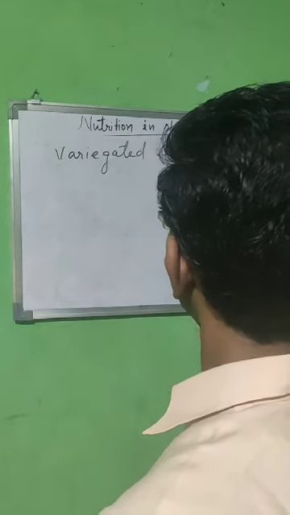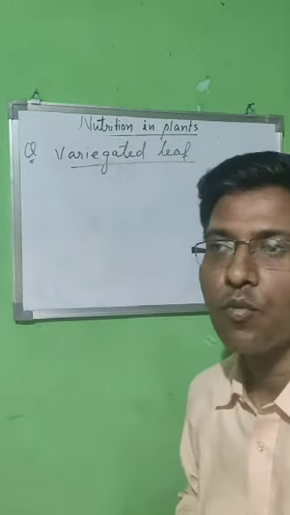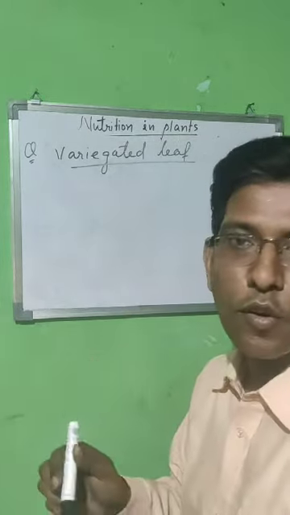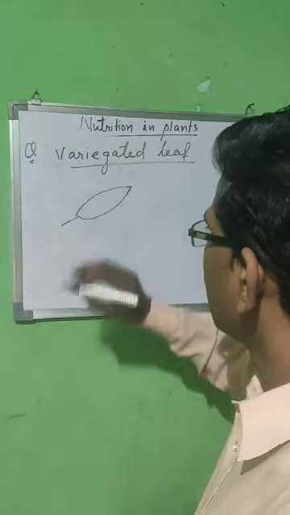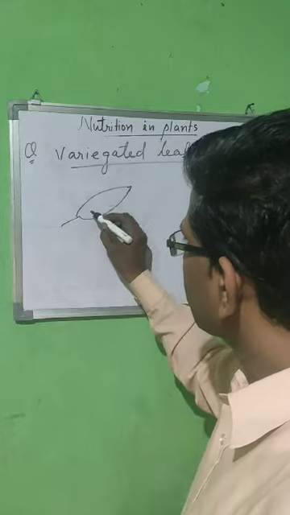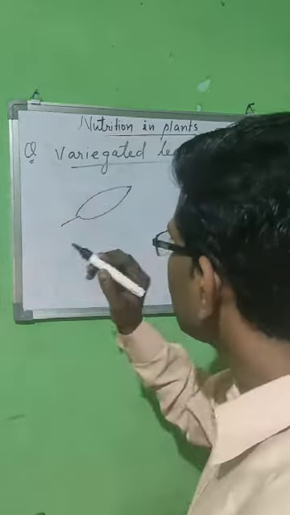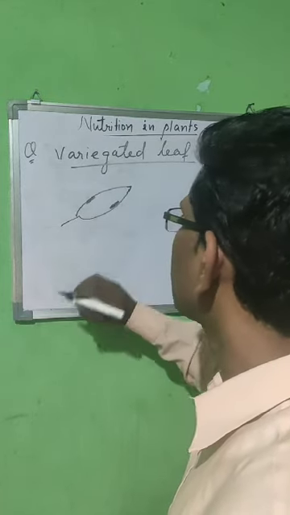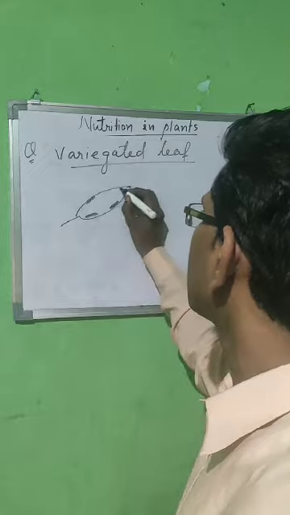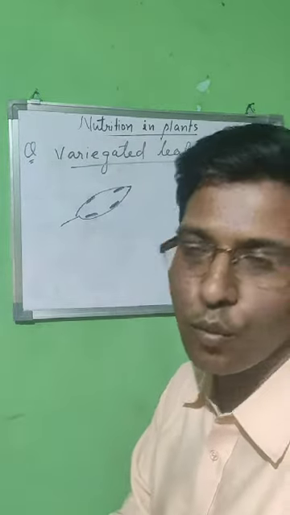What do you mean by this variegated leaf? Actually, variegated leaf means what? Have you seen a croton plant like this? The leaf is like this, and the chlorophyll pigment is not uniform in the entire portion of the leaf. Suppose this portion has chlorophyll, this portion has chlorophyll, this portion has chlorophyll. Means a certain part of that leaf contains chlorophyll.